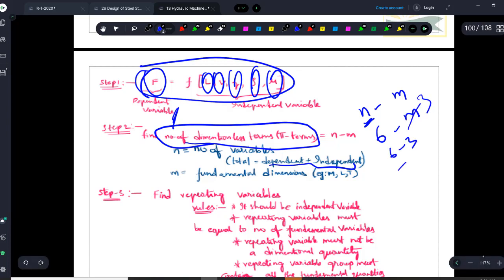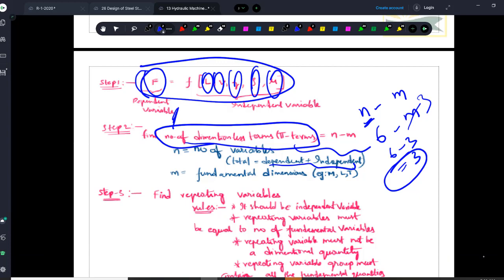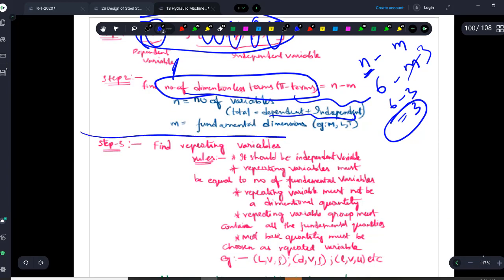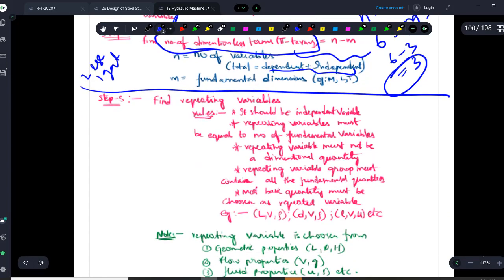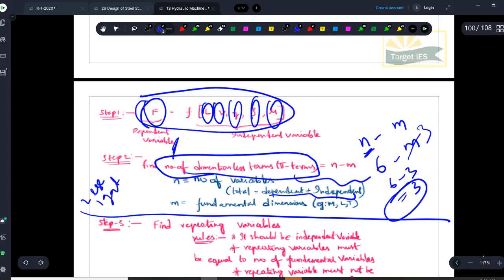So 6 minus 3 is 3. So the number of dimensionless terms or pi terms in this equation will be 3. Just write that. You will be getting 1 mark or 2 marks in ESC and 1 mark in GATE. A question can be asked from here. Okay. Next, I told you what you have to do from this set.